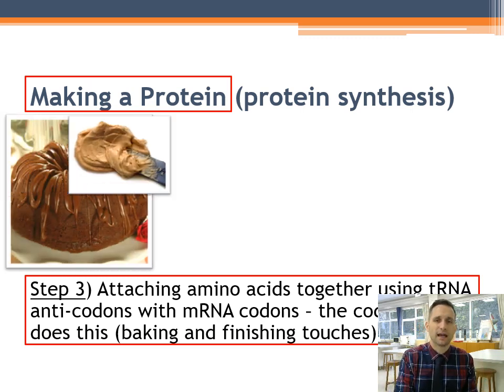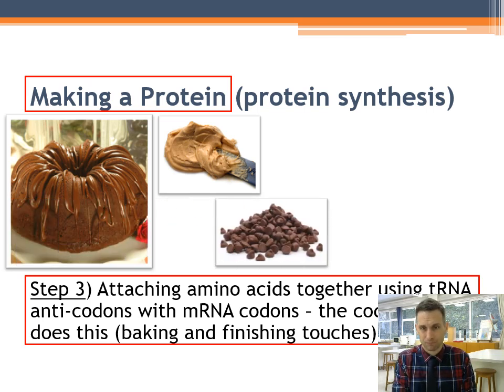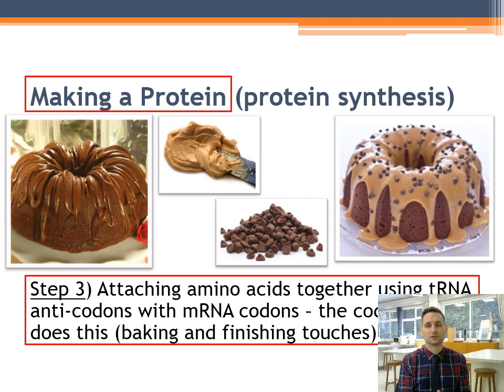So it's like taking our cake and putting on, you know, I don't really love chocolate, but I love peanut butter, or I love a nice peanut butter cake, maybe some chocolate chips to make our chocolate cake even better. This is where we're taking our final ingredients and we're attaching them all together. We're putting them all in place.